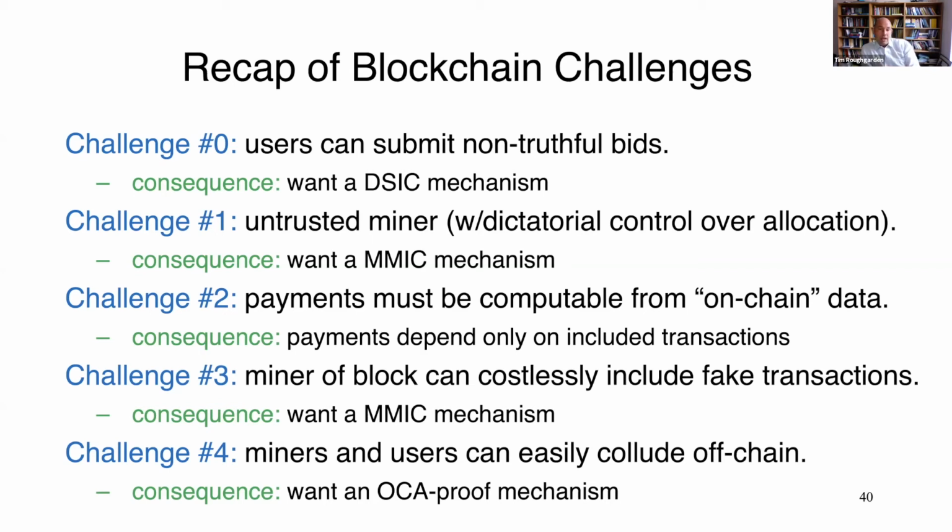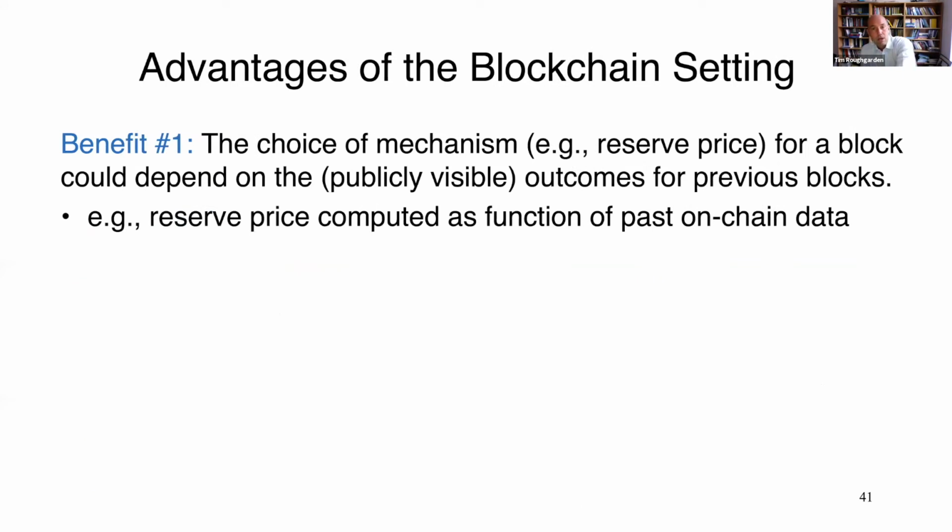So the obvious question now is, can we have the best of all worlds, right? Can we really have the strengths of first price auctions simultaneously with second price auctions? Can we be DSIC, MMIC, and OCA proof all at the same time? Okay. All right. So where we're going is I'm going to tell you about EIP-1559, and we'll assess to what extent it satisfies those three properties, those incentive guarantees that I'm after.